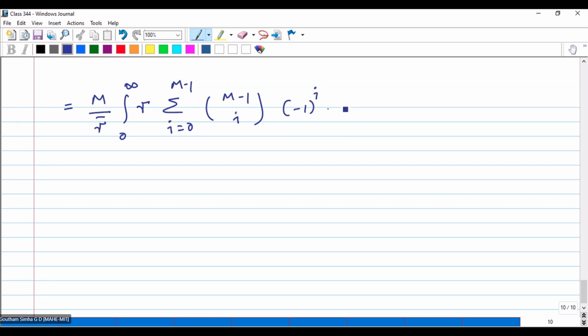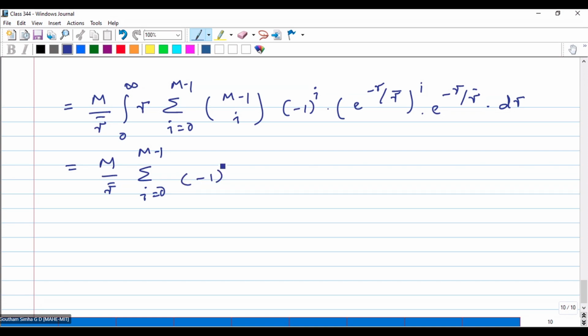We have one more term, 1 minus e to the power of minus gamma by gamma bar. I will write it in terms of e to the power of minus gamma by gamma bar whole to the power of i, into e to the power of minus gamma by gamma bar, d gamma. Then m by gamma bar is equal to summation i equal to 0 to m minus 1, minus 1 to the power of i. I will take m minus 1 choose i out and integrate between 0 to infinity, because I have to observe these terms, e to the power of minus gamma by gamma bar into e to the power of minus gamma by gamma bar, d gamma.